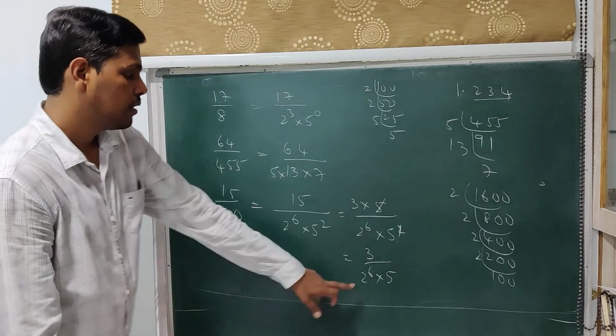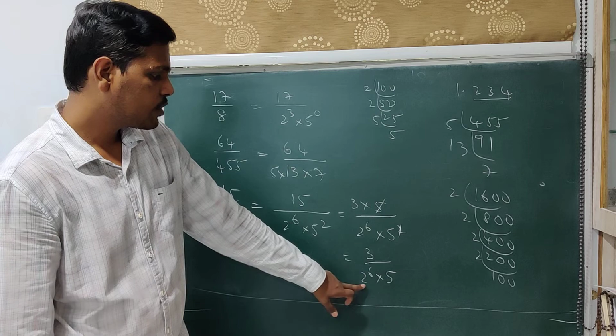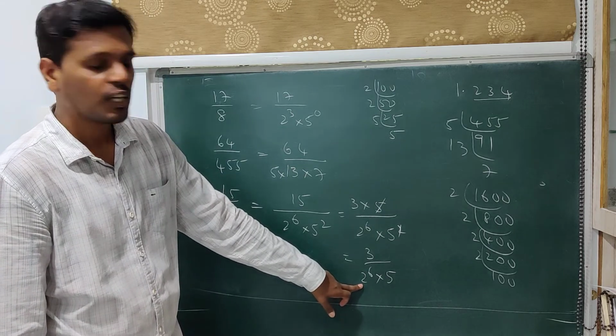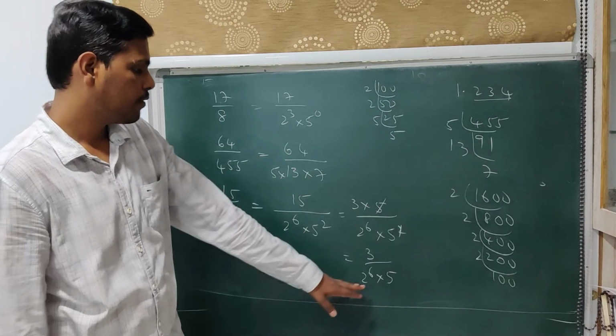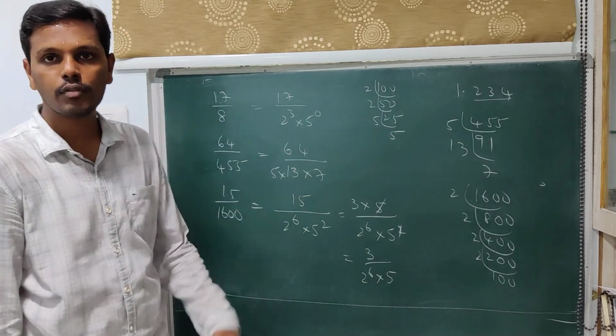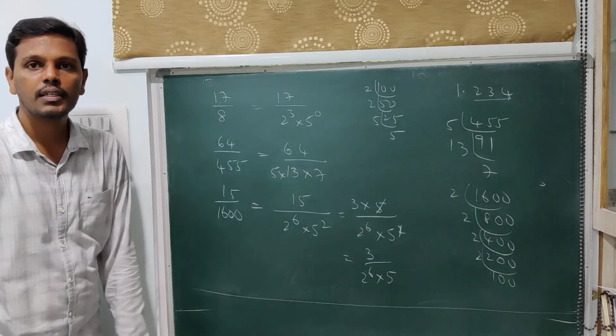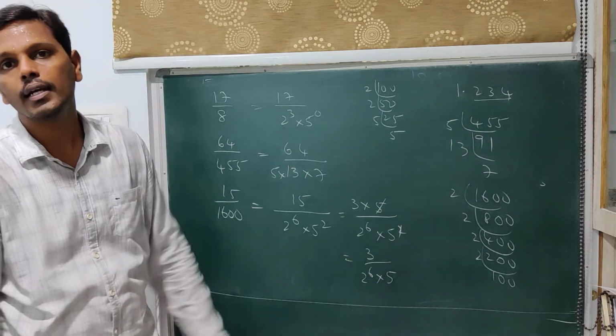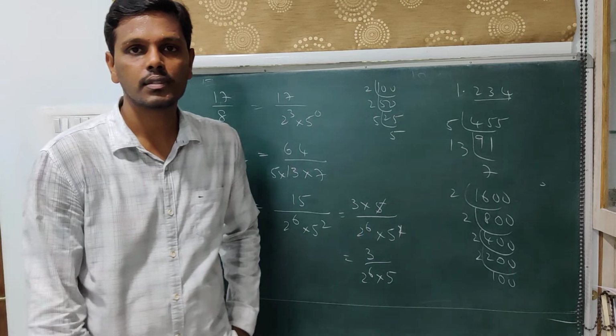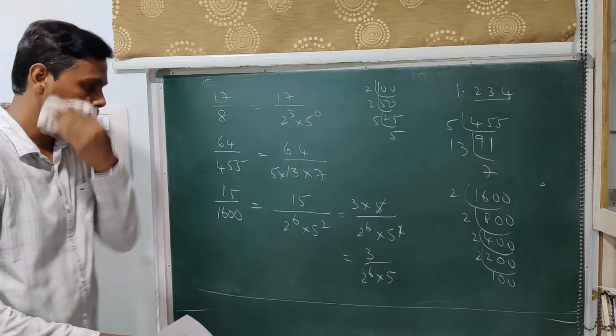Now still the prime factorization of the denominator is of the form 2 power m into 5 power n. Therefore this is a terminating decimal. Now we have to say after how many decimal places it terminates. Here the highest power is 6, therefore it terminates after 6 decimal places. So that is the way we conclude.